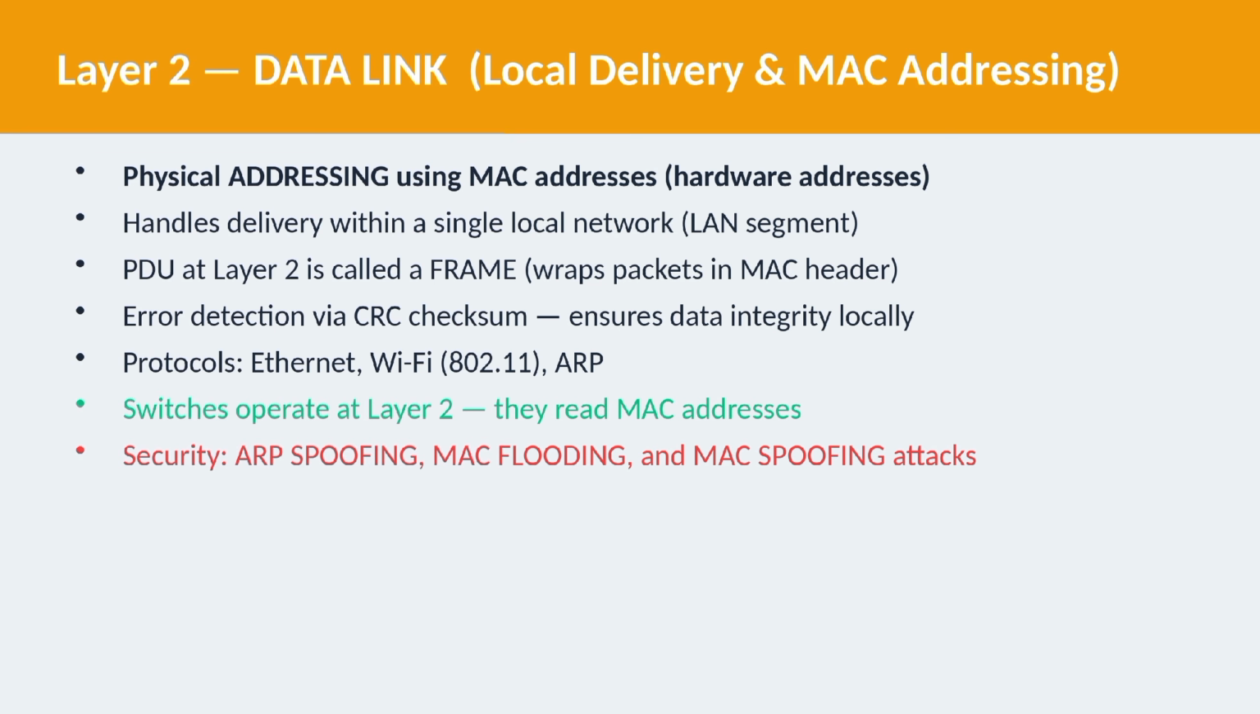Cybersecurity relevance. ARP spoofing is a layer 2 attack. ARP, Address Resolution Protocol, maps IP addresses to MAC addresses. An attacker can send fake ARP messages, tricking devices into sending traffic to the attacker's machine instead. Classic man-in-the-middle setup.